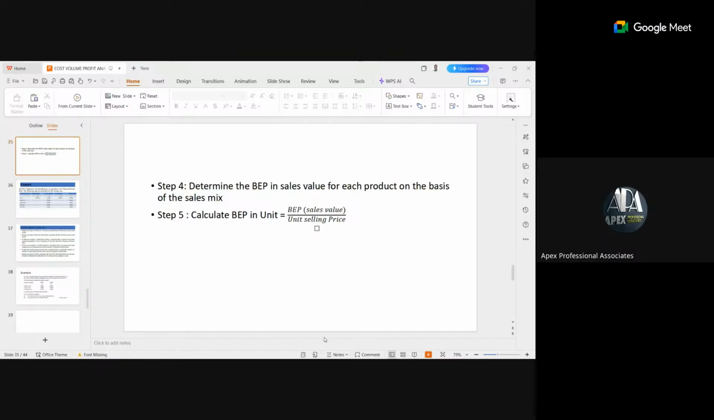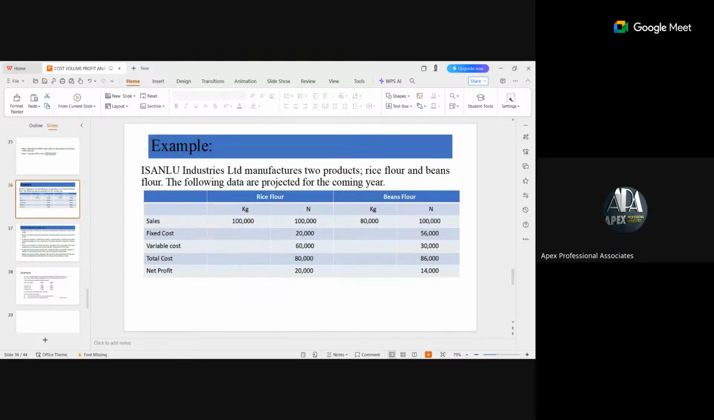So let's see an example. Somebody will read for us, so that I will not be the only one doing the talking. So Jude, yes, you can read. Good evening. Good evening, sir. Isanlu Industries Limited manufactures two products, rice flour and beans flour. The following data are projected for the coming year. All figures are assumed to be correct.